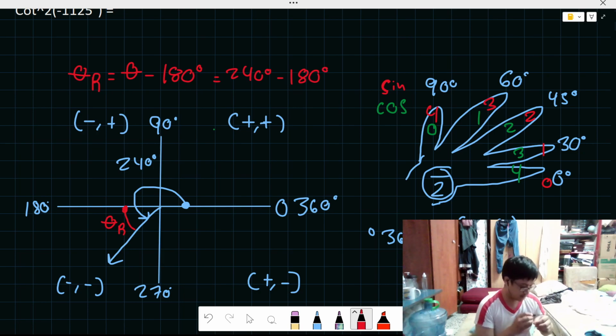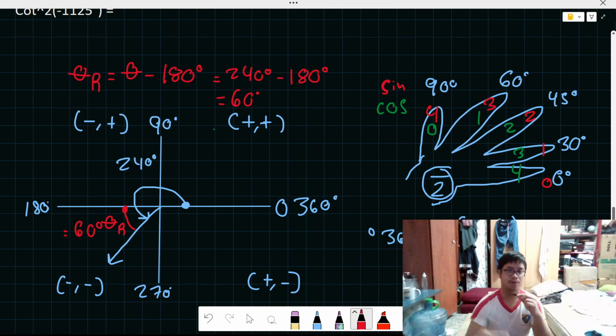So let's get my calculator. Let's take a look. 240 minus 180, you'll get exactly 60 degrees. So this is 60 degrees. Now, here's the thing. We are looking for tangent of 240 degrees, right? Is it positive or negative tangent? How do we know if it's negative or positive?